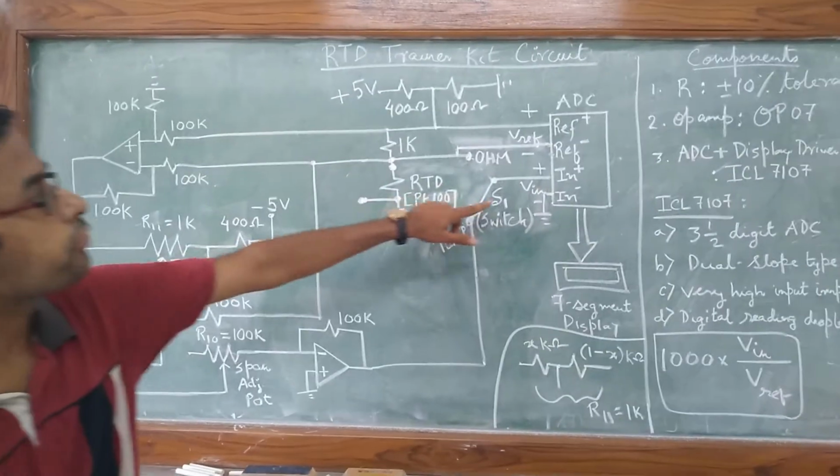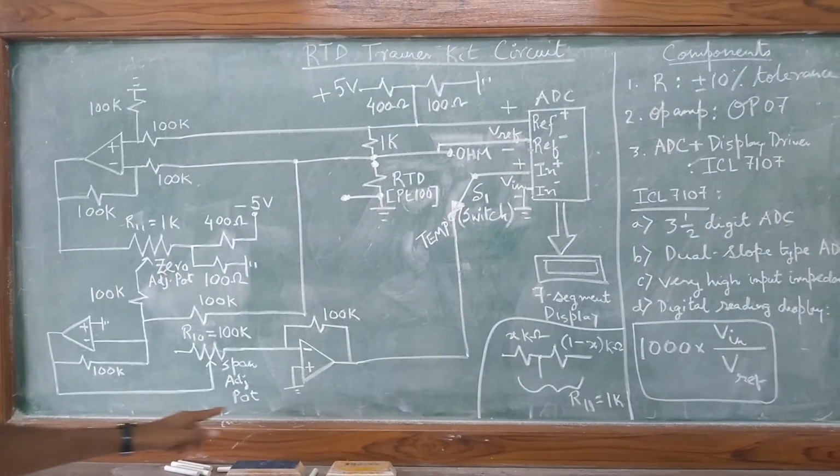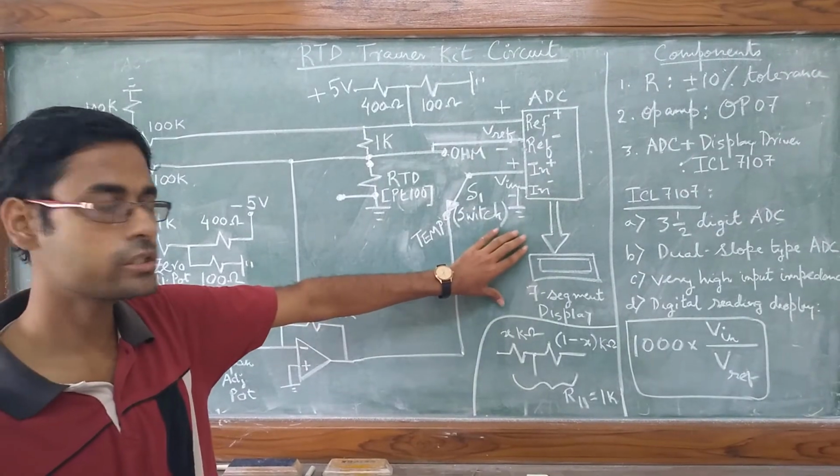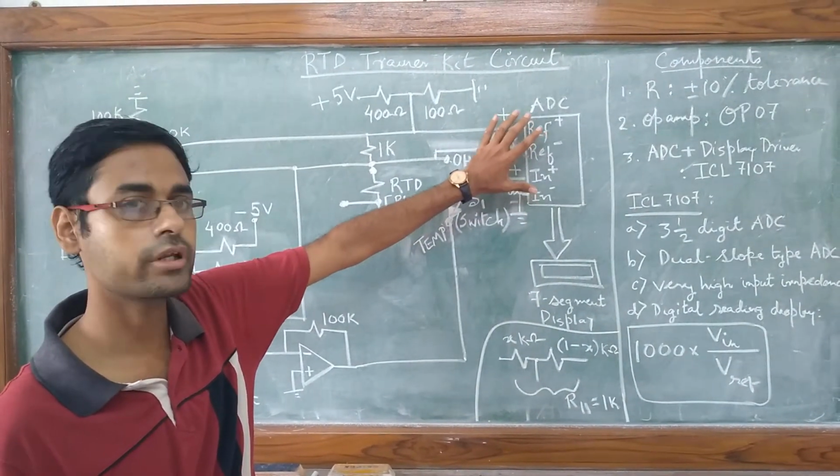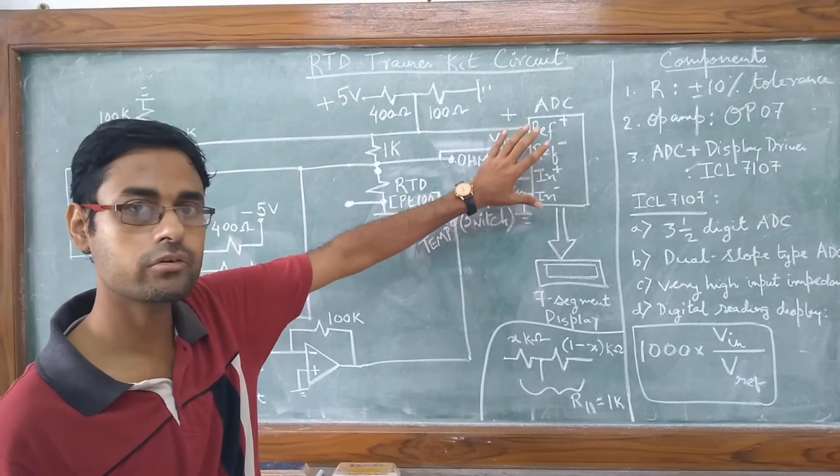This is the analog portion, and then you have the display which should be digital, so there must be the presence of an analog to digital converter inside the trainer kit.